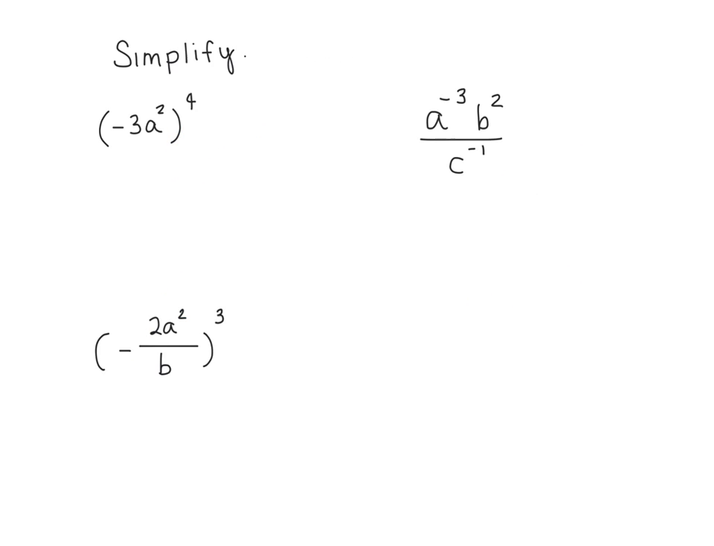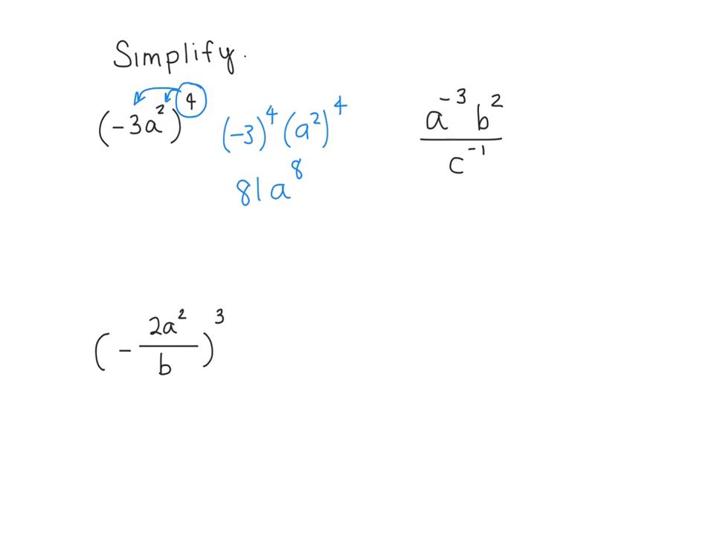Simplify. You have negative 3a squared to the 4th power. So you need to distribute the 4 onto negative 3 and onto the variable a squared. So we have negative 3 raised to the 4th power. Then we have a squared raised to the 4th power. That's 81a to the 8th power.